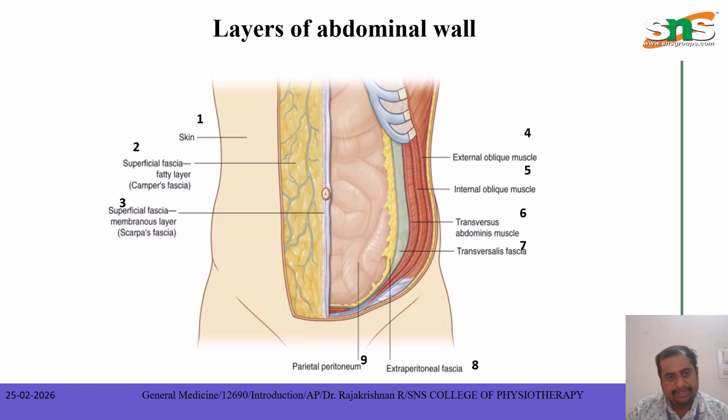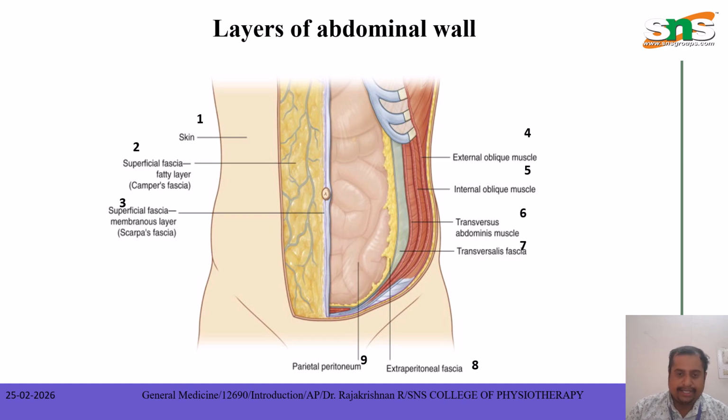The first one, as we saw already, is the skin layer. The second one is the superficial fascia, the fatty layer, also called Camper's fascia. The third layer is the superficial fascia, membranous layer, Scarpa's fascia. The fourth layer is the external oblique muscle, the fifth layer is the internal oblique muscle, and the sixth layer is the transversus abdominis muscle. The seventh layer is the transversalis fascia, the eighth is the extraperitoneal fascia, and the ninth one is the parietal peritoneum.